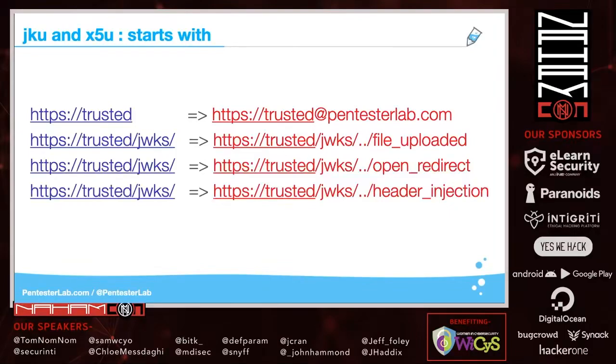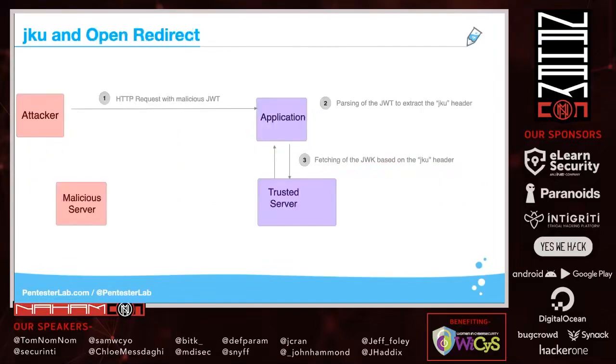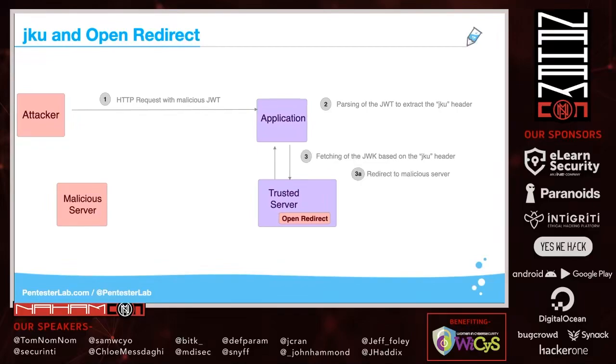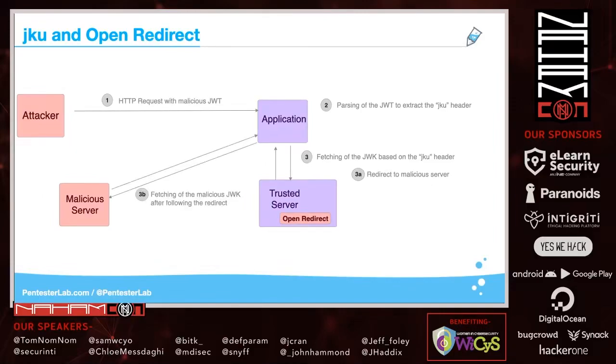Ideally, you would use something else, but you can use it as long as you canonicalize the URL before making sure it starts with something you trust. So let's see how it works with an open redirect. So again, we're sending a JWT. The application passes the JWT to extract the JKU, and it's fetching the JWK from the trusted server. But we have an open redirect on the trusted server. So what we're going to do is leverage that open redirect to get the application to fetch the token from our server. Redirect the application to the malicious server.